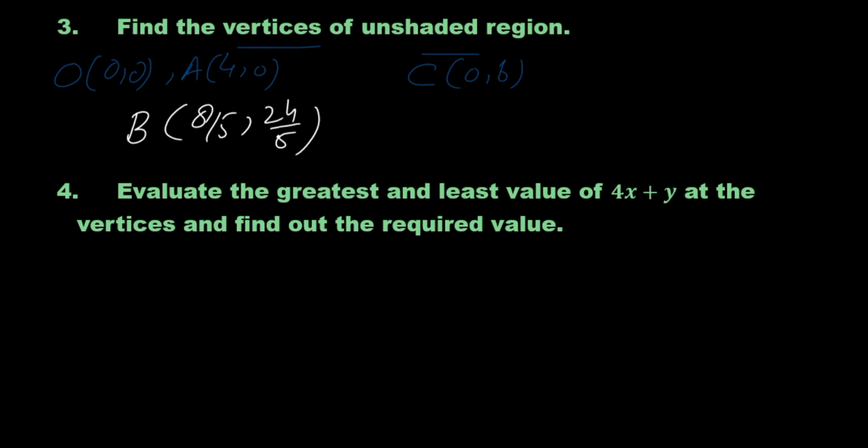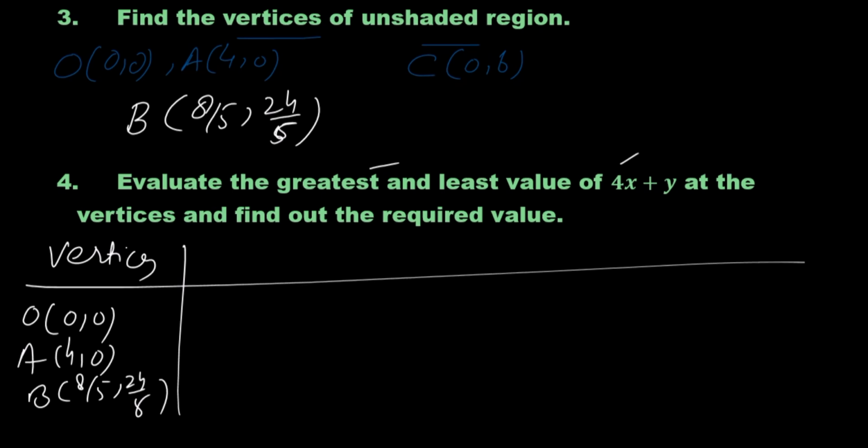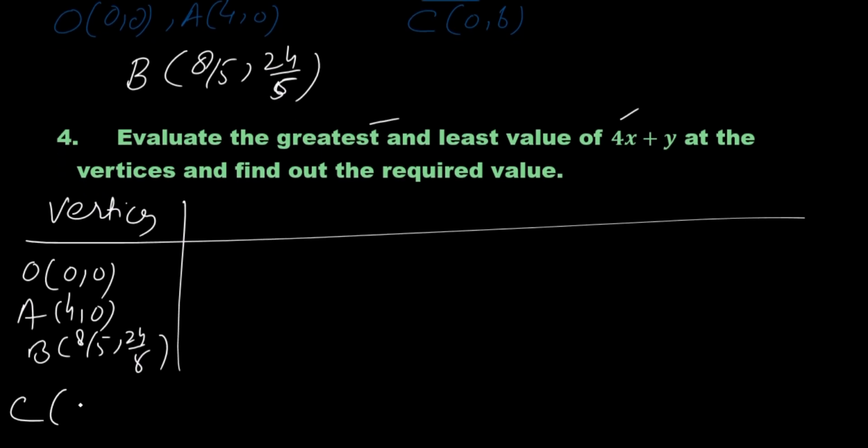The last step: evaluate the greatest and the least value of 4x plus y at the vertices and find out the required value. Here we write the vertices. The first vertex is the origin 0, 0. The second vertex is 4, 0. The third vertex is 8 by 5 and 24 by 5. And the last one is C, 0, 6. And here we find the value of 4x plus y. Suppose this is equal to some number p.